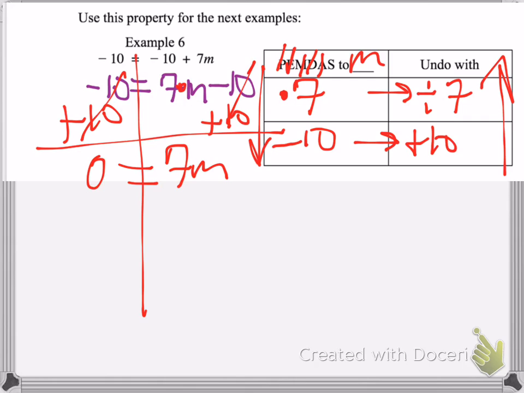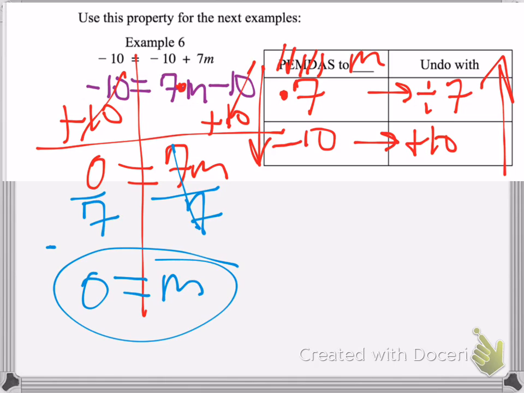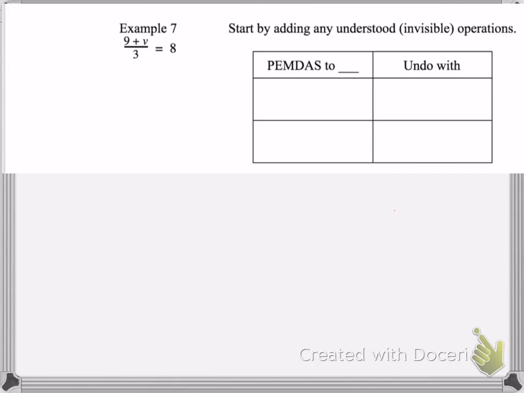Then I divide by 7, like I was saying. So divide by 7, I get 0 equals m. If you don't believe me, double check it. Put it back in for m and see what happens. I think there's 3 more.